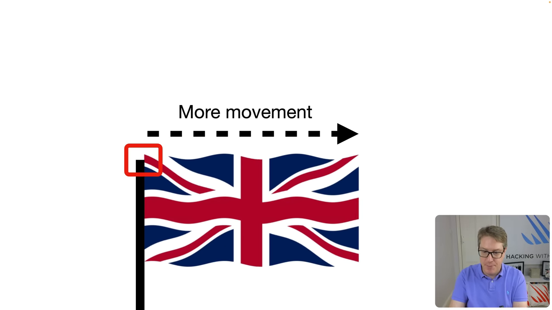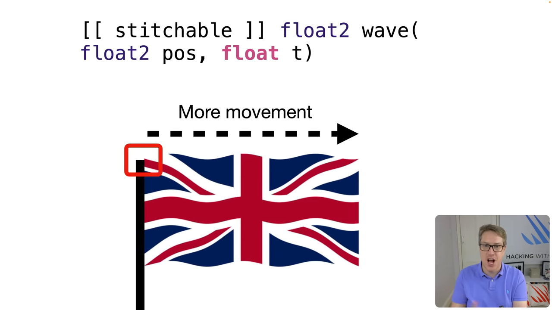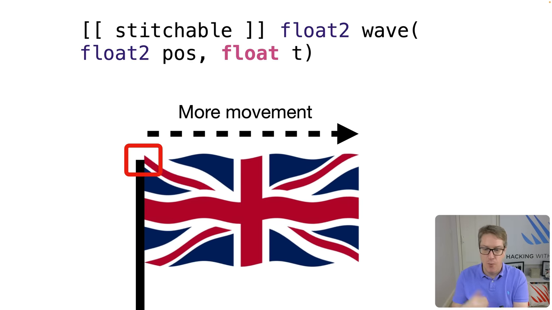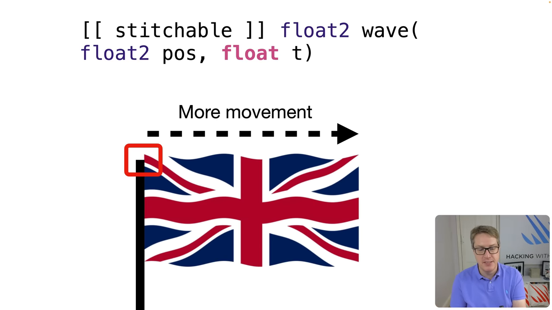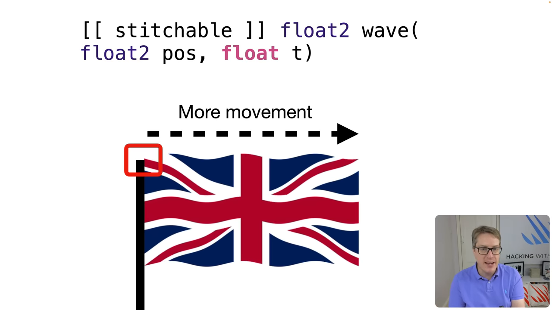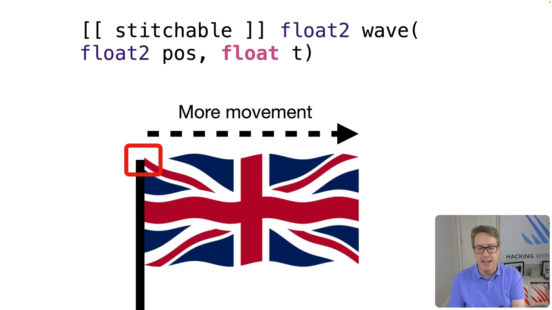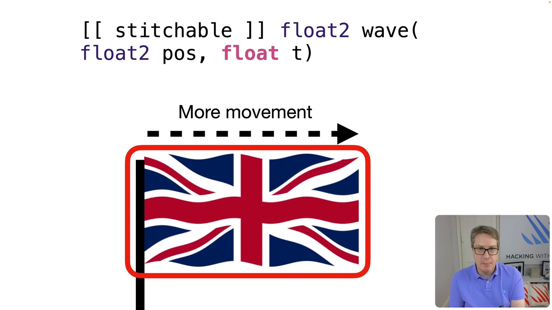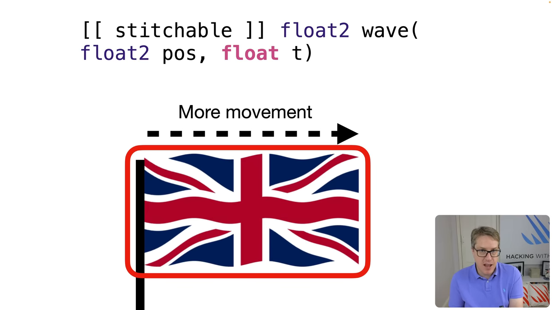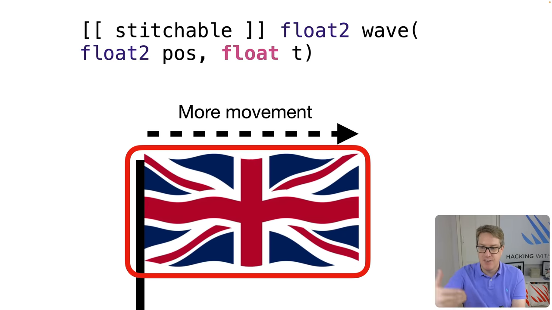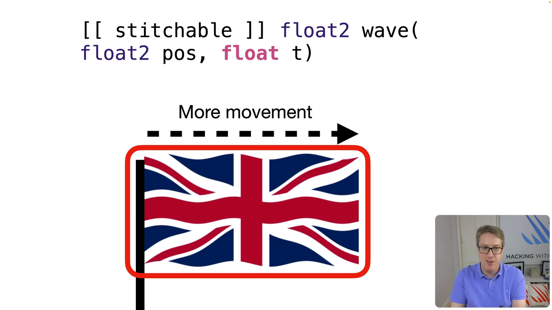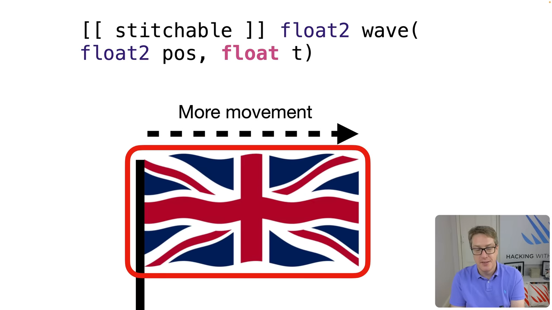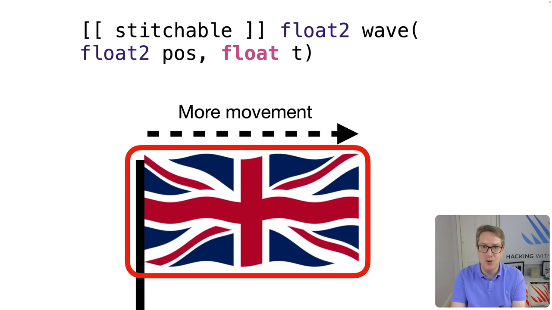Now, there's a bit of a problem with that. Here's our current function signature, a wave with some kind of time being put into this thing. We have no idea from that how big our actual flag is. If we're 20 pixels away, is that most of the flag? Is that a tiny part of the flag? Is the flag 2,000 pixels or 1,000 or 500? We don't know. That's okay. We'll assume we do know for now.